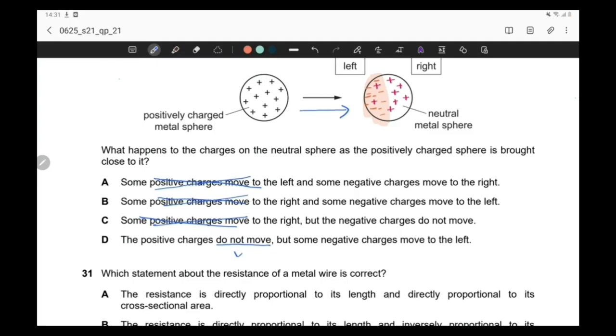Option D says the positive charges do not move. Yes, this is a correct statement. But some negative charges move to the left. Right, that is nothing but electrons. The negatively charged particles, electrons, can move, and all the electrons will move to the left where we have kept the positively charged sphere. So the correct answer is option D.